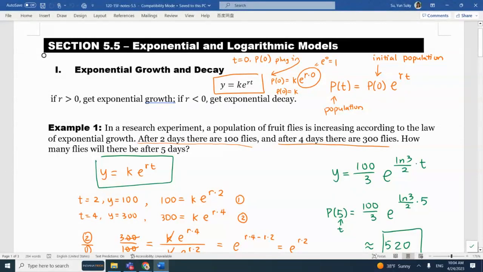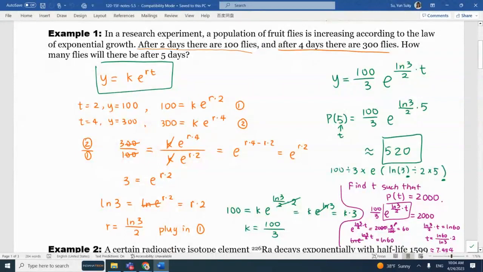If your problem gives the initial population, then it's better to use the formula on the right. If your problem does not give you the initial population, then it's better to use the formula on the left. But they are kind of the same thing. Is that okay, everybody? Last time we did example 1. We have two unknowns, k and r, so usually the problem will give us the information to find those two unknowns.